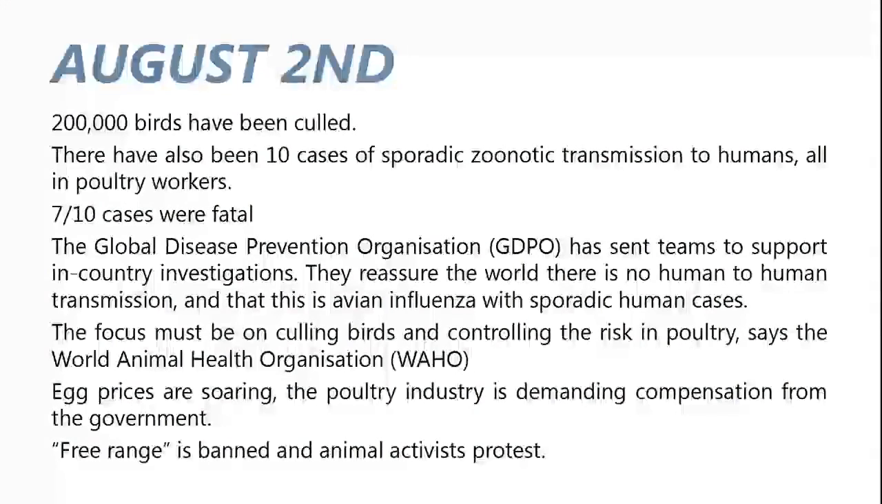It's August the 2nd, and over 200,000 birds have been culled in Mendona. There have also been 10 cases of sporadic zoonotic transmission to humans, all of whom were poultry workers, and 7 of those 10 people have died. The GDPO has sent teams to support in-country investigations, and they reassure the world that there's no human-to-human transmission and that this is simply avian influenza with sporadic human cases. The focus must be on culling birds and controlling the risk in poultry, says the World Animal Health Organization, WHO.